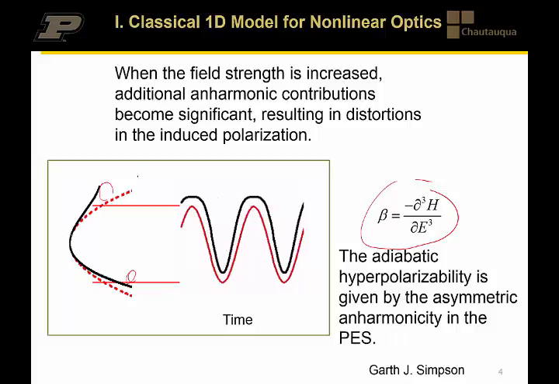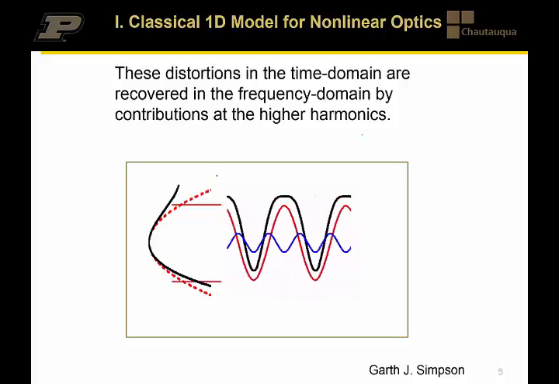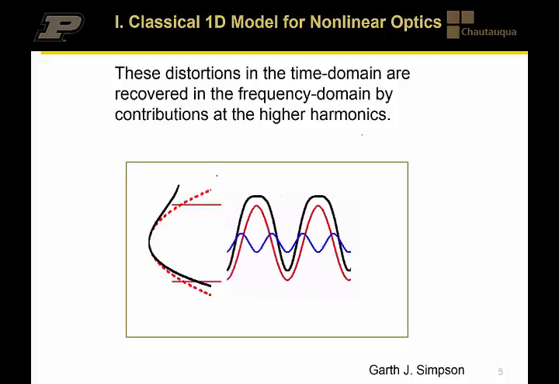while before rolling back. And so in the time domain, we're going to see a distortion in the induced polarization that'll follow the black trace as opposed to the red trace, and that distortion is going to scale with the curvature, the asymmetry in the potential energy surface, the internal energy with respect to applied field. So how does that give rise to nonlinear optics? That's just simply a time-dependent polarization.